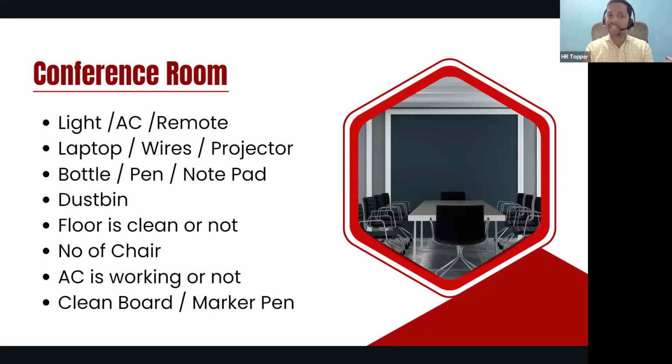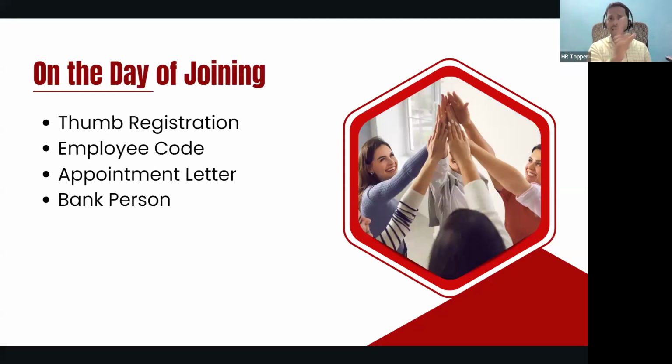For example, when a guest comes, we give tea along with some snacks. Why? That is a process. The same process applies here also. So when a person is coming, he needs something to write. Let them write. Done. On the day one of joining, do the thumb registration.